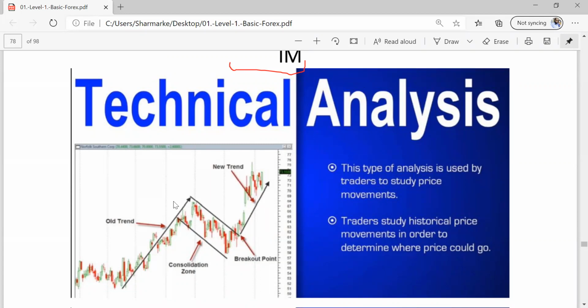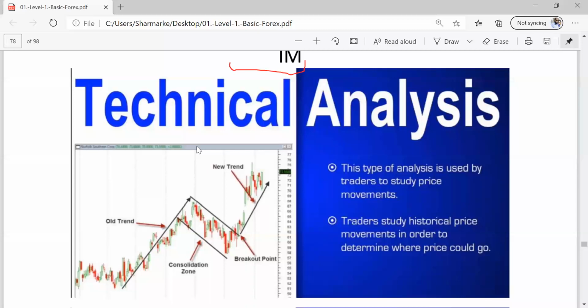It's more of the chart movement. You will see that there is an old trend here, and then there is a pullback here and a flag pattern, and then there is a breakout here, and then a new trend coming. So this is the way a technical analyst usually works. Let me go to the next one.